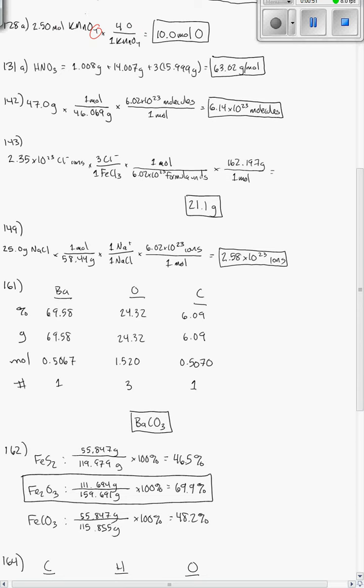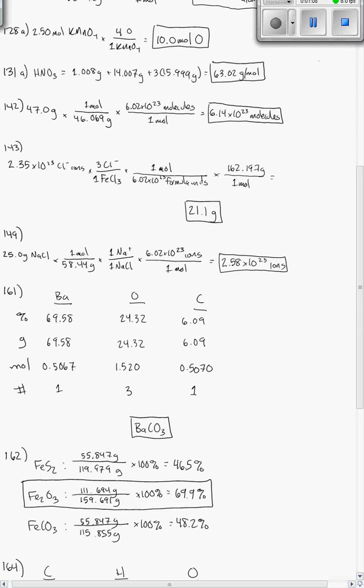So we're starting with 0.250 moles of potassium permanganate. We know there are 4 oxygens for potassium permanganate. Those will cancel out and you end up with your final answer here, that you have 10 moles of oxygen in your 2.50 moles of potassium permanganate.